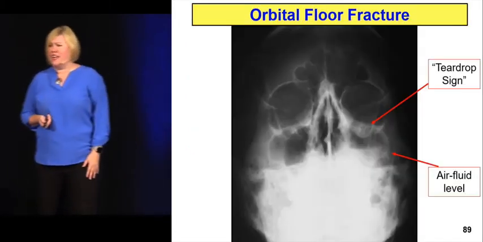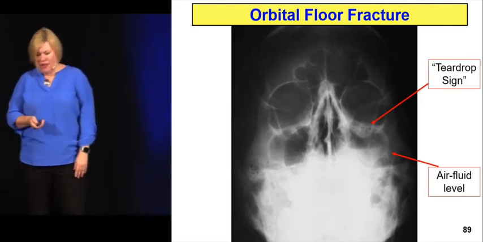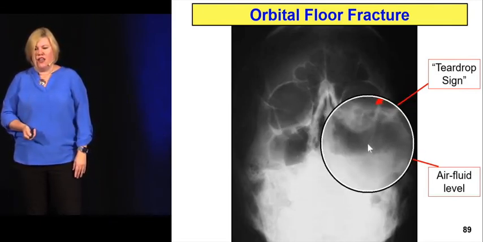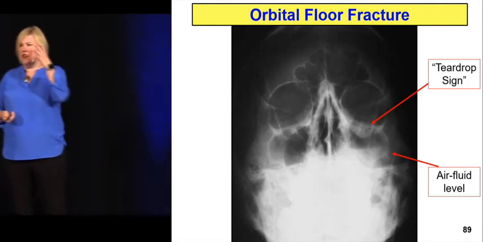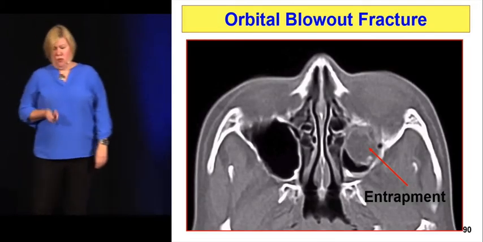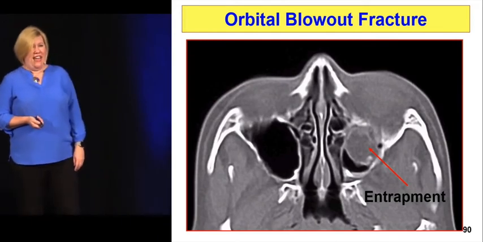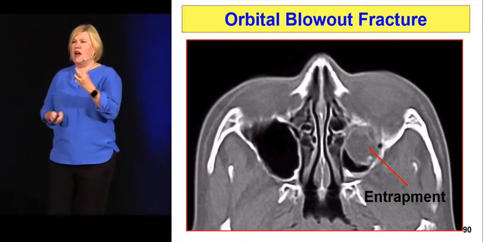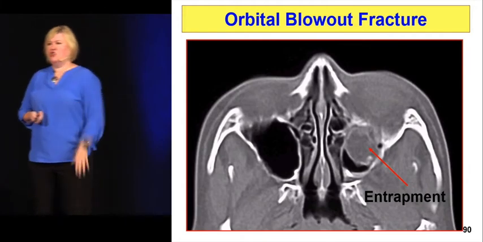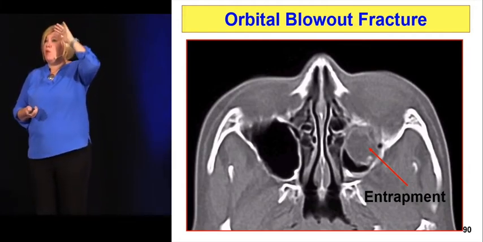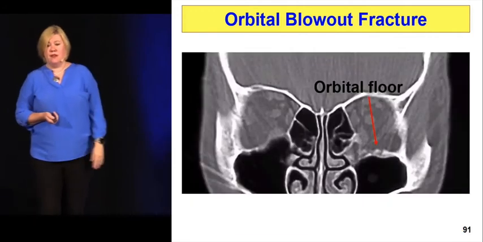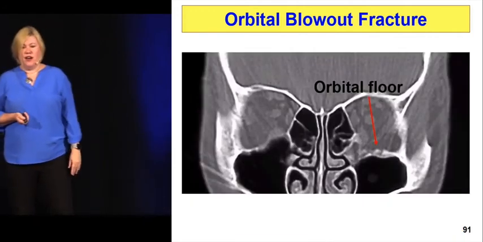Here's a picture of an old x-ray where you see the teardrop sign, the orbital contents kind of herniating through that inferior orbital wall, and an air-fluid level in that sinus, telling you that you've got the blunt trauma on that side. More commonly, it's a CT image these days where, again, you see those orbital contents herniating through and there's some entrapment involved there. And again, on exam, this patient would have upward gaze problems when you looked at them clinically. There's that orbital floor fracture there as well.